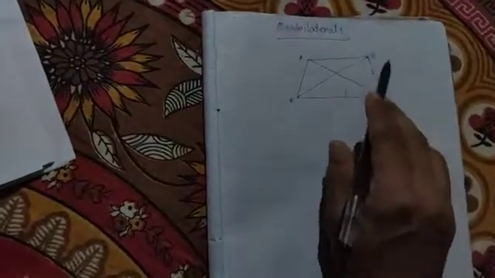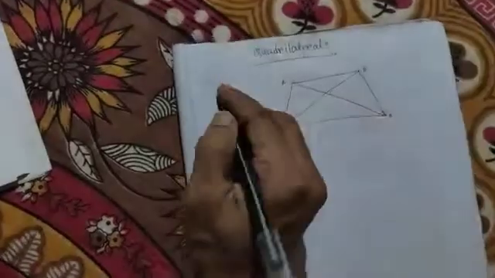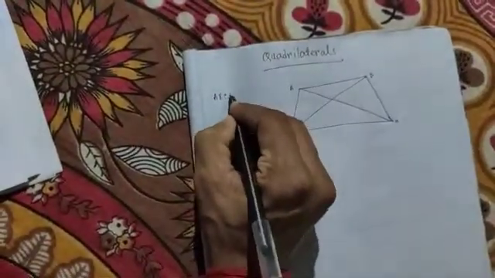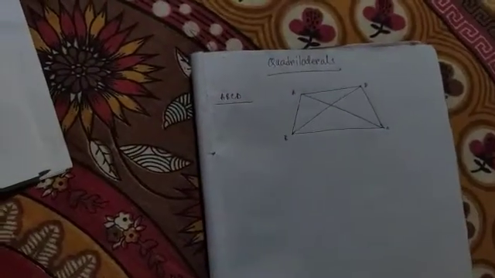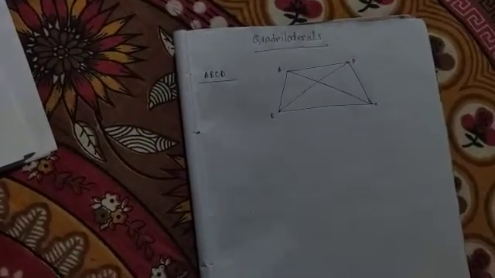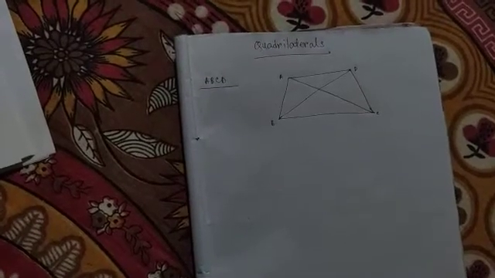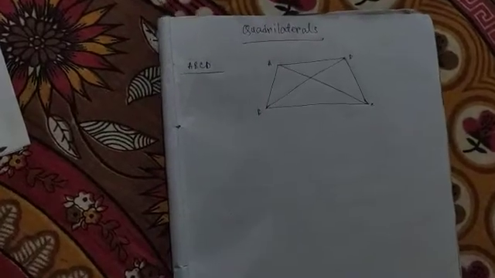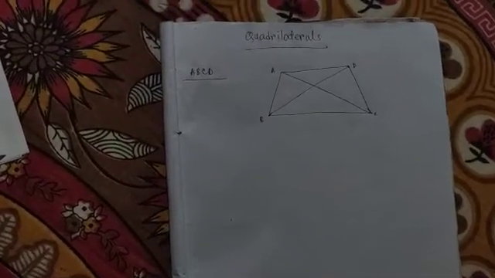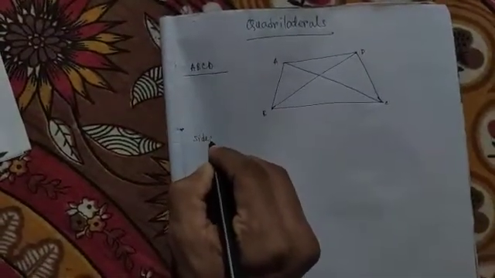Okay, students, now come. So here see, ABCD is a quadrilateral. Clear? What did I say? It is made of four line segments. Similarly to a triangle, where the line segments are called sides, a quadrilateral has four sides. So what are those?